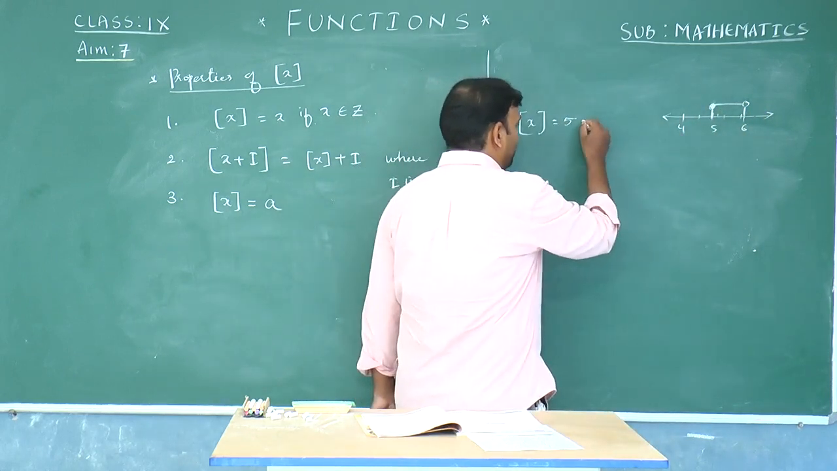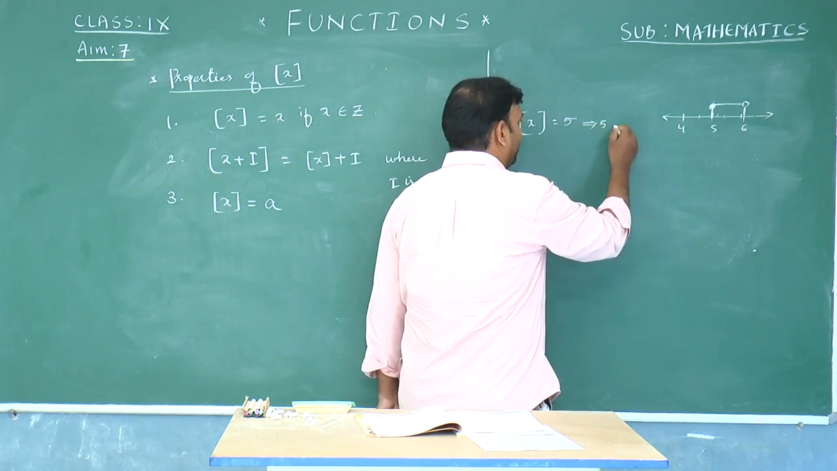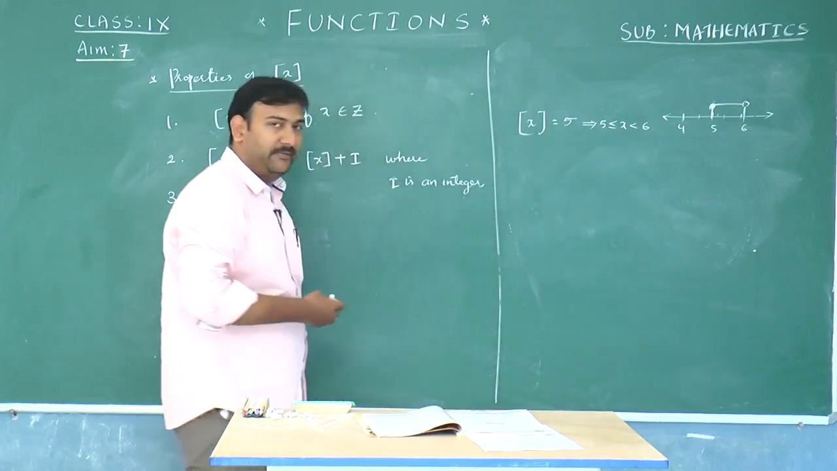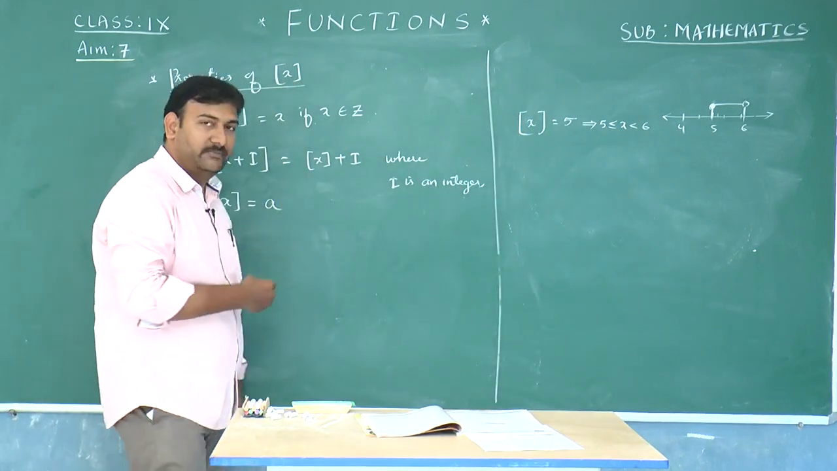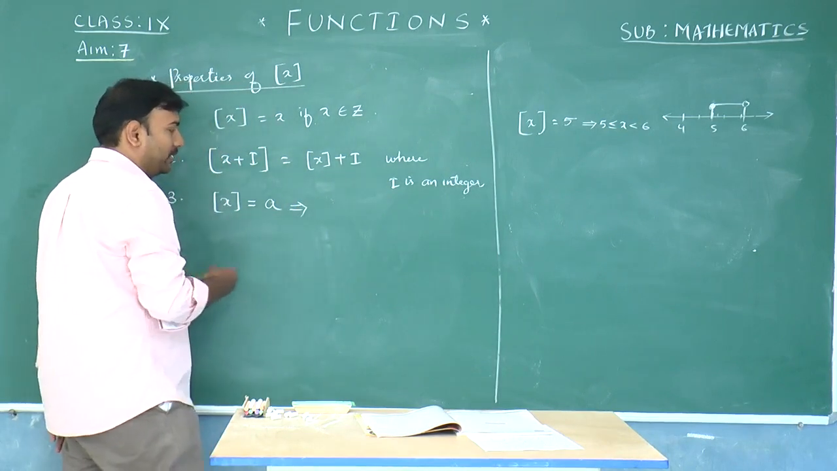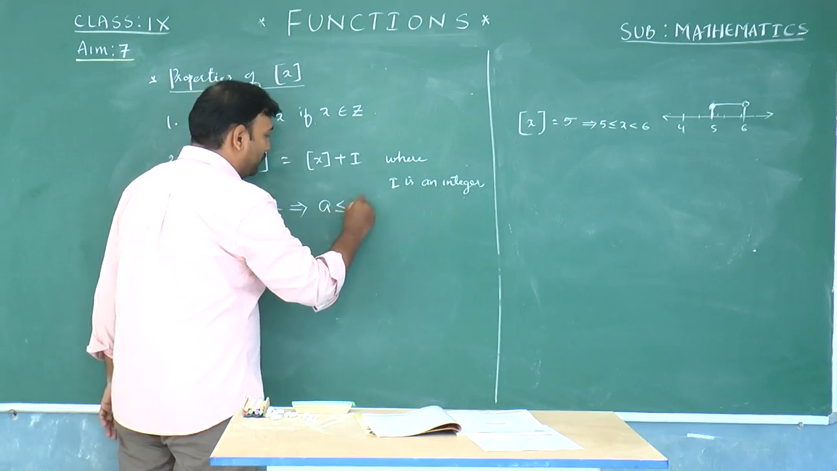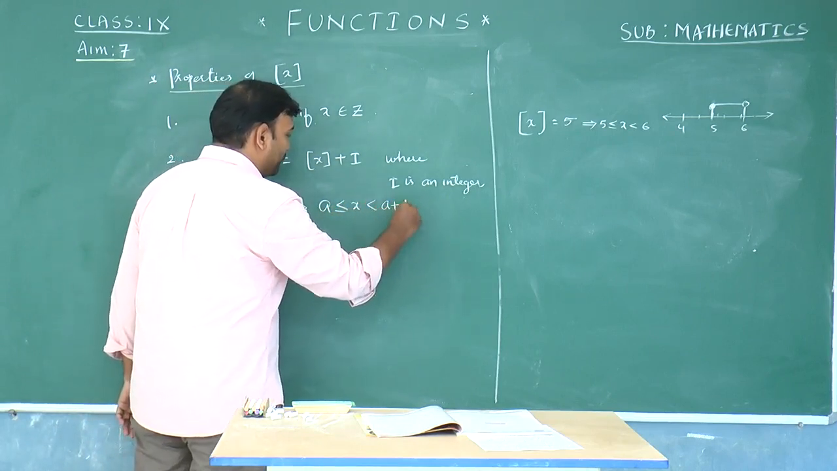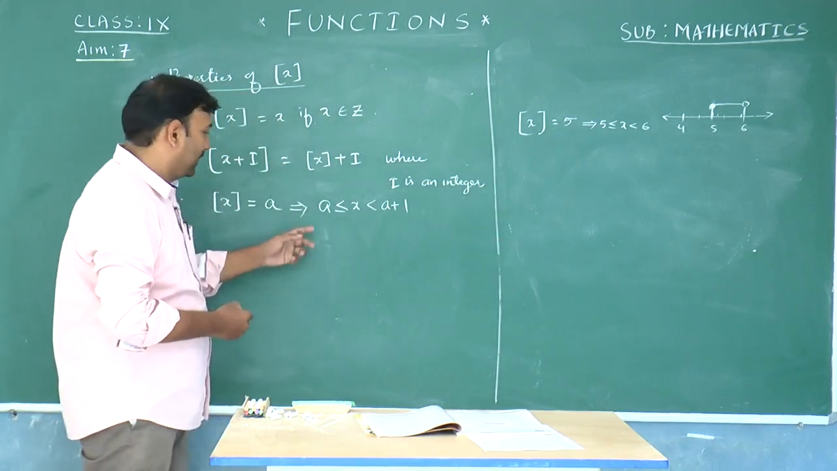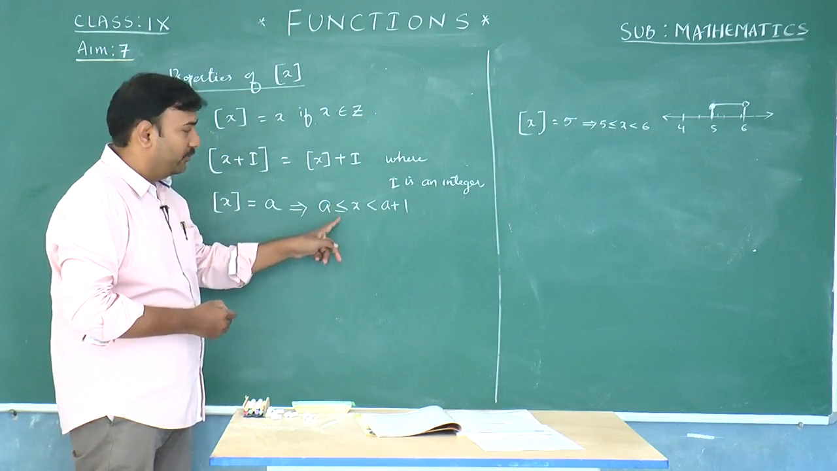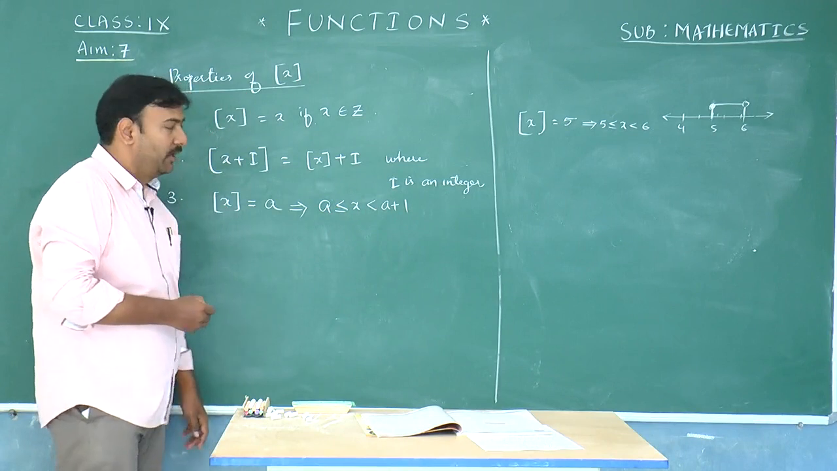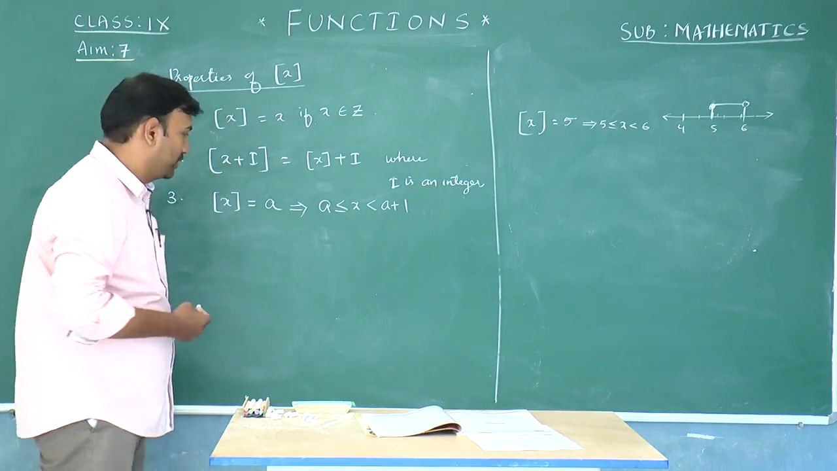That means the solution is that x lies between 5 and 6. As we have already seen per the definition, x takes values between 5 and 6. So the solution for this kind of equation is a less than or equal to x less than a plus 1. Here a is 5, so the values of x that satisfy the equation are 5 less than or equal to x less than 5 plus 1, which is 6. Any number between 5 and 6, including 5, is going to satisfy this equation.